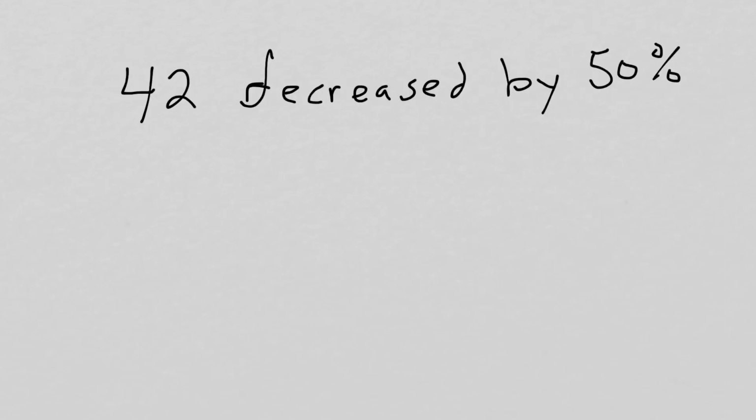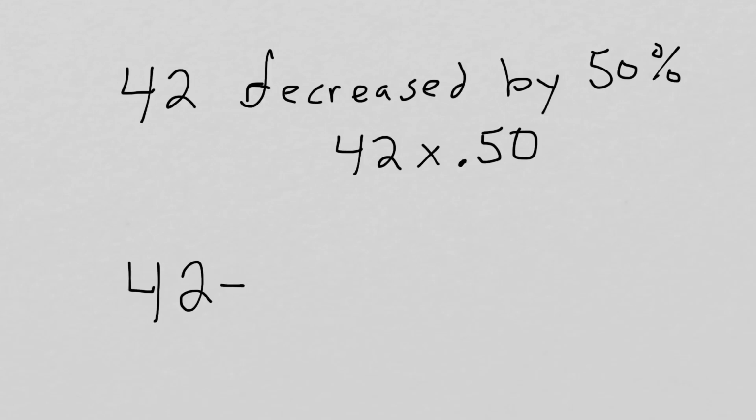Next problem is 42 decreased by 50%. So we know decreased, it's going to be minus. That 42 is going to get littler, smaller. So 42 times 50%. Turn that into a decimal. Move the decimal over 2 places. That's 0.50. Put that in your calculator. You're going to get 21. 42 minus 21 equals 21. So 42 decreased by 50% is 21.